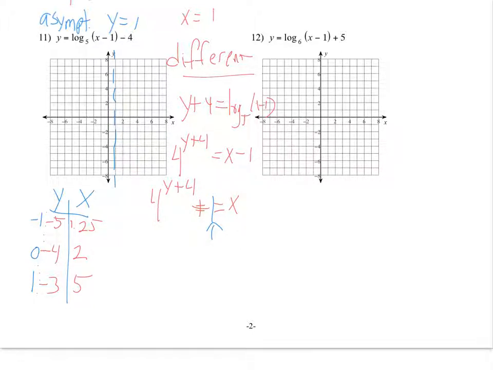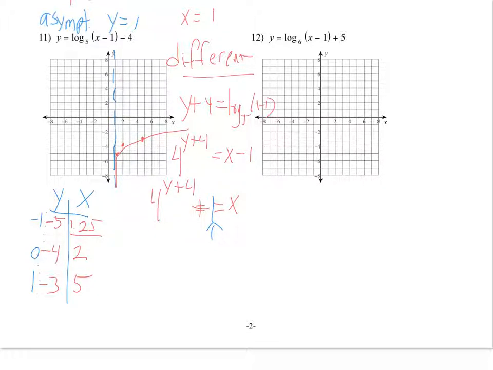When I add those points in, so that's an x value of 1.25 and a y of negative 5, so it's something like this. An x value of 2, a y of negative 4, an x value of 5, and a y of negative 3. It looks something like this.